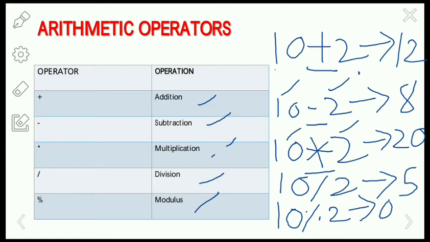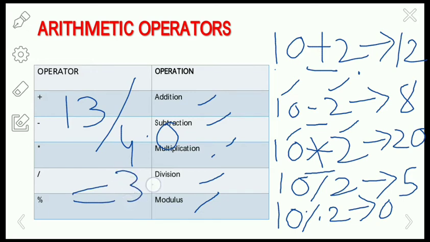So if any one of the operands is a floating point, if it is float, then the result will be float only. Okay, so here I am taking the value 13 by 4.0. The answer will be 3.25, so it is a floating point result, right? Here if any one of the operands is real, then the result will be real. Since the value is given as 4.0, that's why the result is a floating point value.